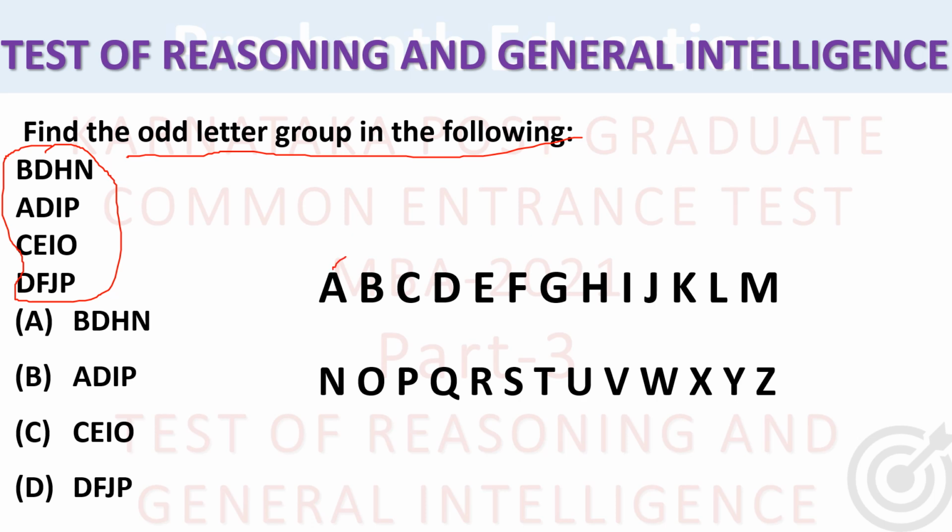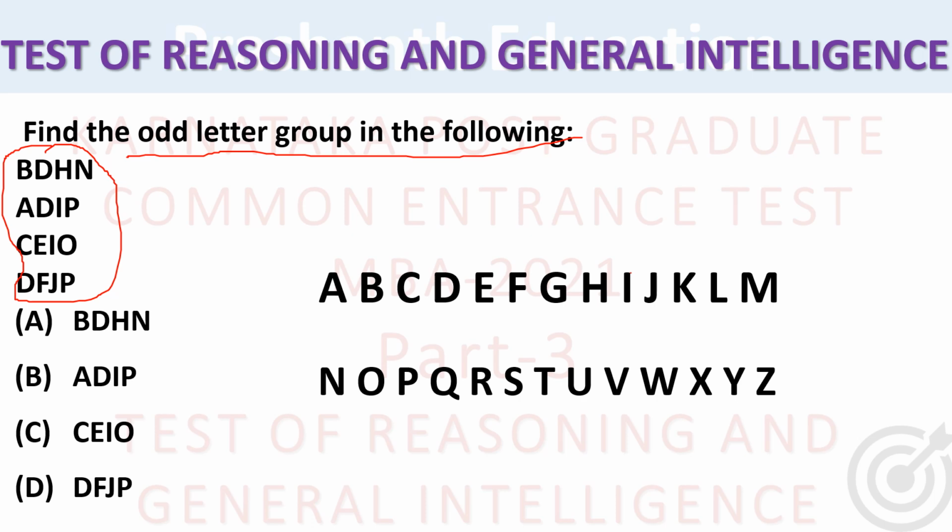A to D is 1, 2, 3. Okay, 3 pattern is there. D to I is 1, 2, 3, 4, 5. So I to P is 1, 2, 3, 4, 5, 6, 7. So 3, 5, 7 is there. This one is not matching.